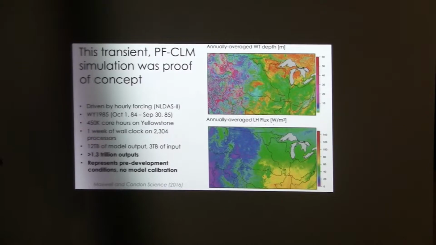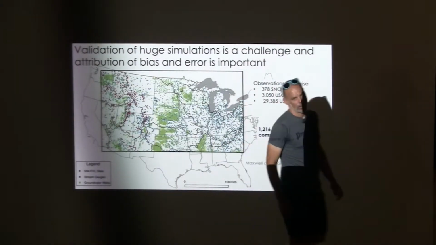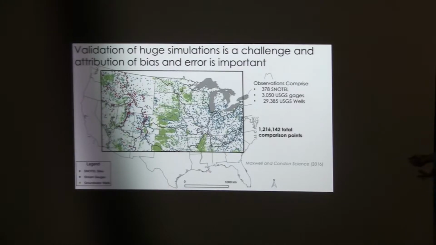This took about 450,000 core hours on the Yellowstone supercomputer, which on 2,000 processors was about a week of wall clock time, which is big, but it's not crazy. What is sort of crazy is that this is 12 terabytes of model output and 3 terabytes of input per year. This is 1.3 trillion variables, hourly, over the water year. And verifying this is a pretty big challenge. And we did the best we could.